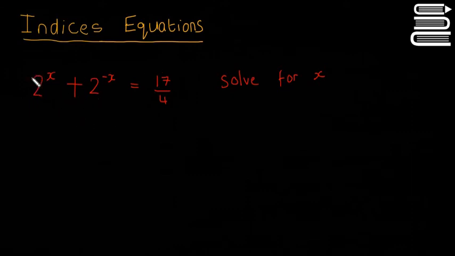So if you get something like this, 2 to the power of x plus 2 to the power of minus x is equal to 17 over 4, and you have to solve this for x. The method is you're going to write this like 2 to the power of x plus, and this is the one you have to change, 1 over 2 to the power of x is equal to 17 over 4. So you keep this the way it is, 17 over 4.